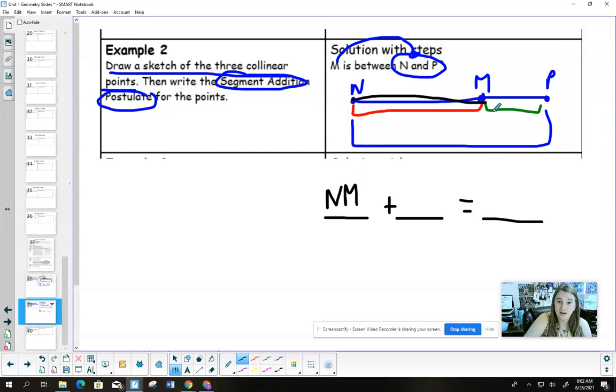There we go. Our next segment is M to P. There we go. Equals the whole thing. NP. Part plus the part equals the whole. That's all that's happening. Again, it should make sense. It should be obvious that adding two lengths together gives us the length of the whole thing. So we're going to practice that more in class.